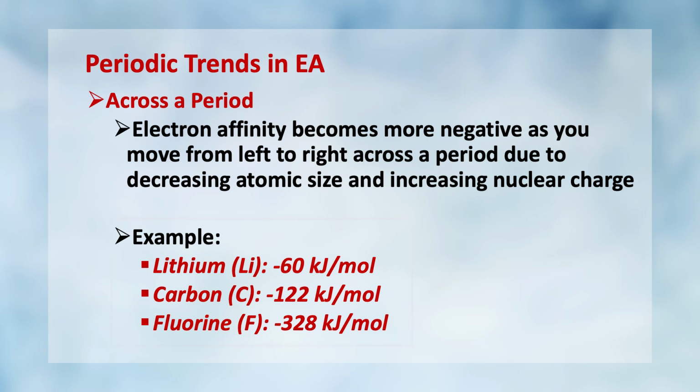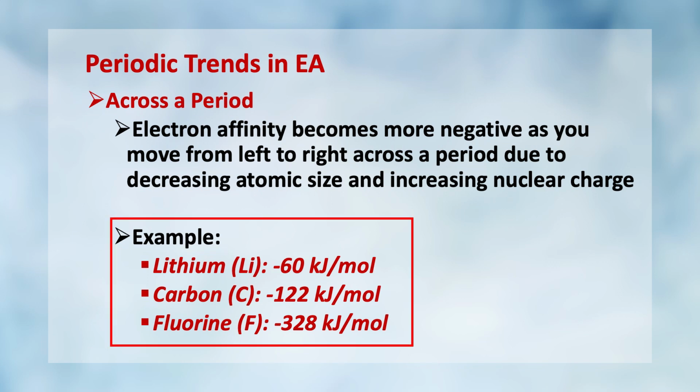These are some examples. Lithium, carbon and fluorine are the elements present in the same period. Their associated electron affinity values are shown here. You can see there is an increase from left to right across a period.